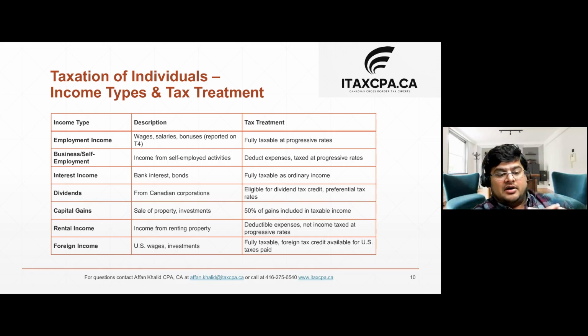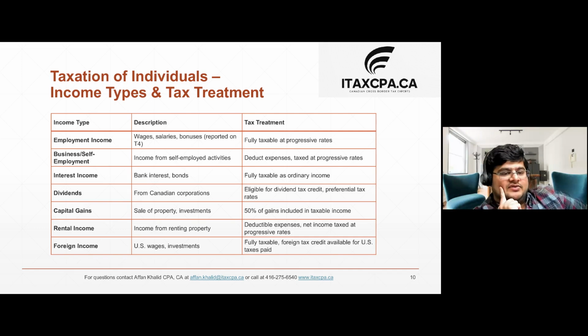And if I'm earning dividends from small private companies, or I'm a small business owner and I pay myself a dividend out of my corporation, those dividends are relatively taxed preferentially compared to your salary income, but not as preferentially taxed as earning dividends from a large corporation.